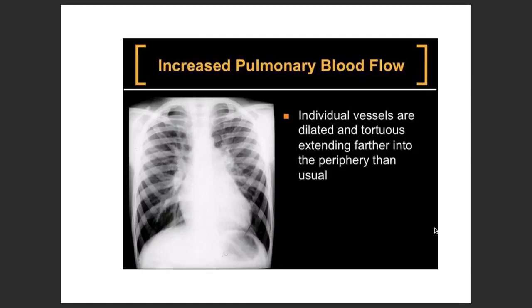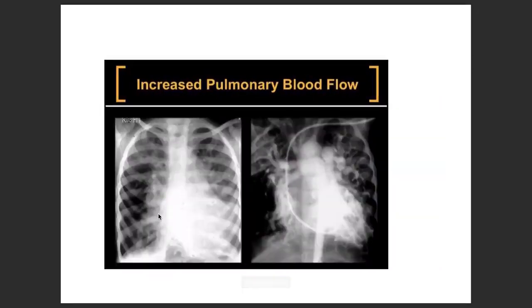So what is happening over here? So what is happening in this field? As you can already see, the individual vessels are dilated and also tortuous, extending into the periphery. So this is characteristic of increased pulmonary blood flow. The increased pulmonary blood flow is happening over here. If you want to see more, I'll show you more. Increased pulmonary blood flow.